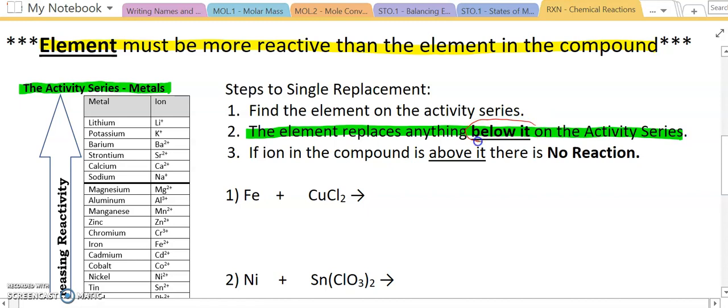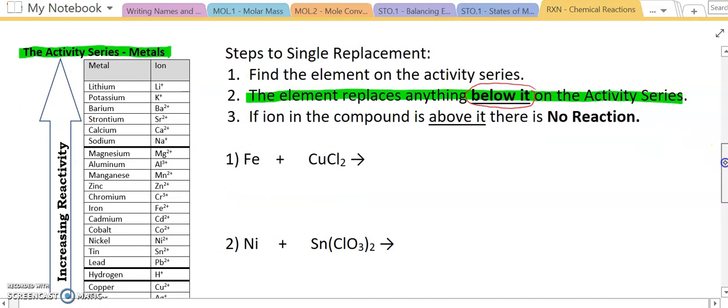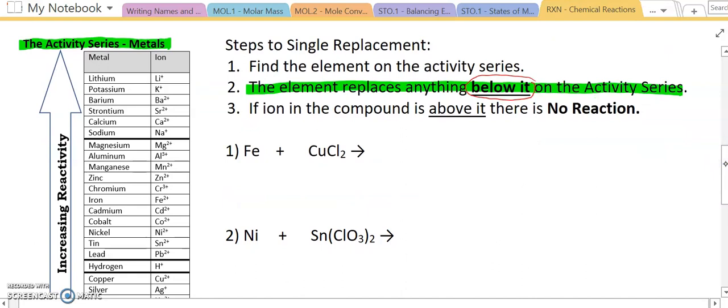So when we take a look at these, and you're going to see partial reactions, the first step to being able to do those reactions is I need to find my element on the activity series. So let's just take iron as the first one. This is iron reacting with copper 2 chloride. It says to find the element on the activity series. So I'm going to go down my list of the activity series until I find iron, and iron is going to be right here.